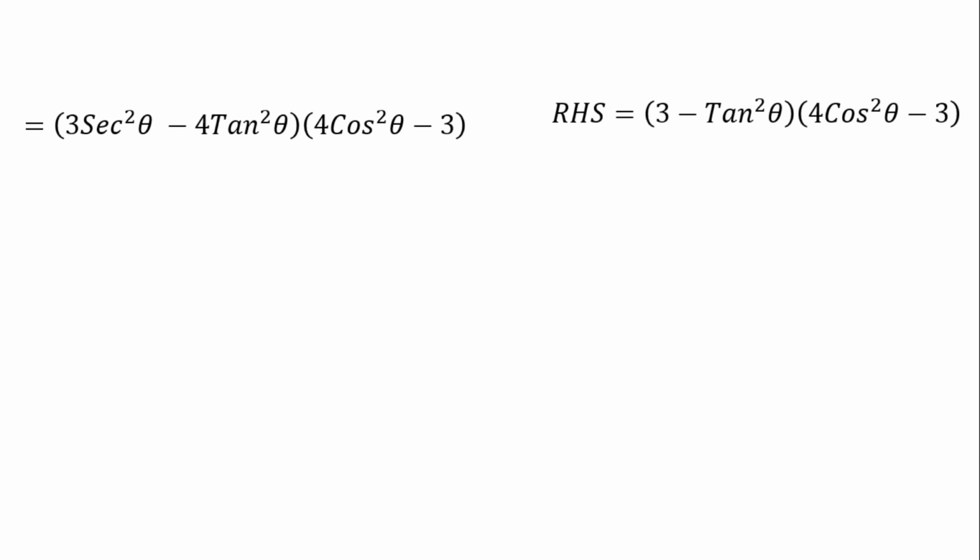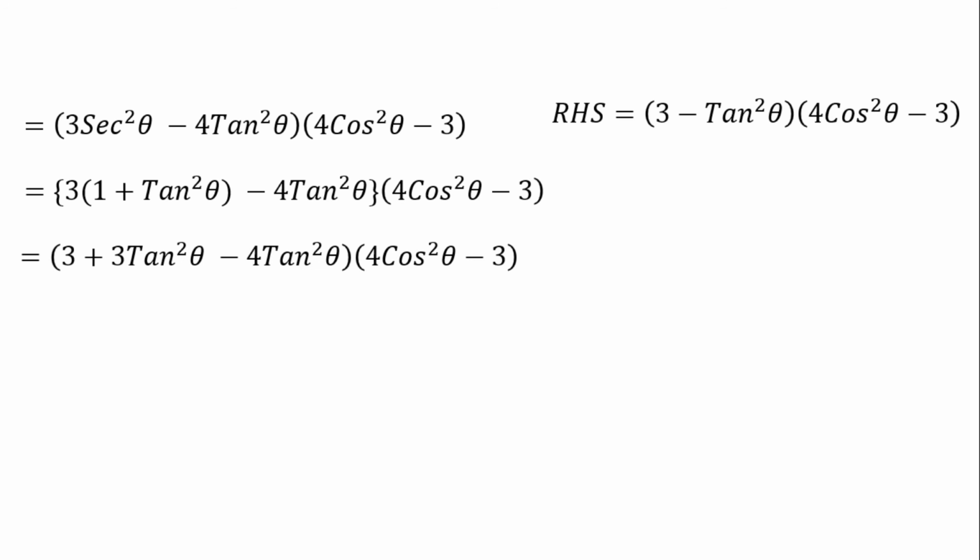So using the formula, to make it easy I have written the RHS over here. To change sec square into tan square, we have to use the formula 1 plus tan square. So 3 multiply (1 plus tan square theta) minus 4 tan square theta, and then the remaining expression is same. So 3 ones are 3, 3 into tan square is 3 tan square, minus 4 tan square theta. So 3 minus tan square theta. In this way we get the RHS.